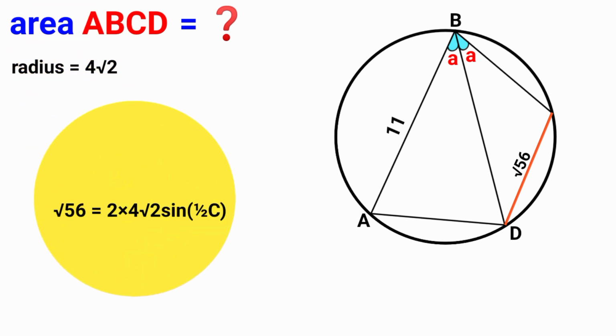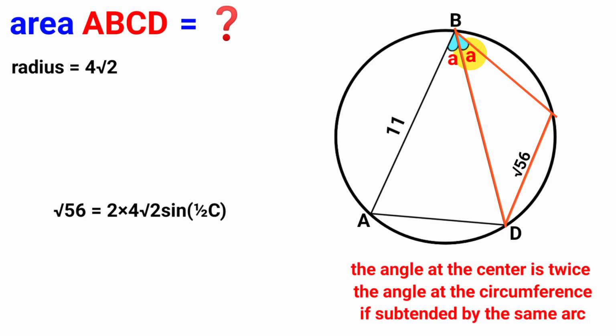And C is the central angle of the sector containing chord CD. That is the angle this chord subtends to the center. We don't have it, but we can see this angle A is subtended by chord CD to the circumference. From the circle theory, there is a rule that the angle at the center is twice the angle at the circumference if subtended by the same arc. So since C is the angle at the center and angle A is at the circumference, by this rule here, C equal to 2A, we substitute it here.